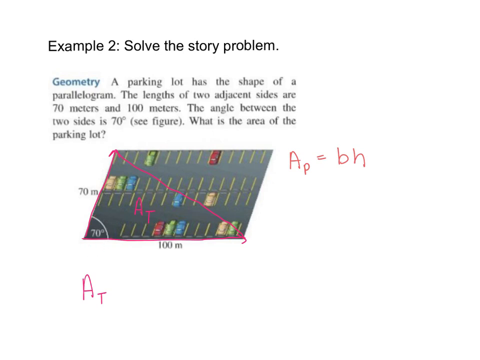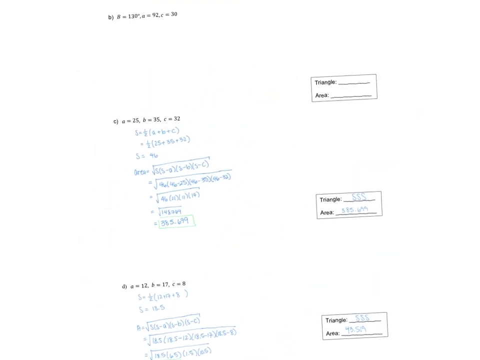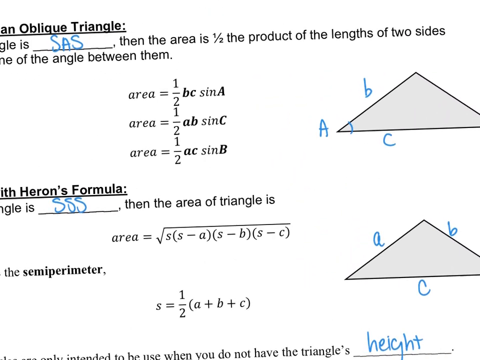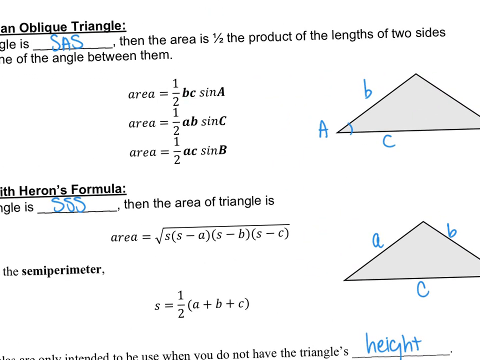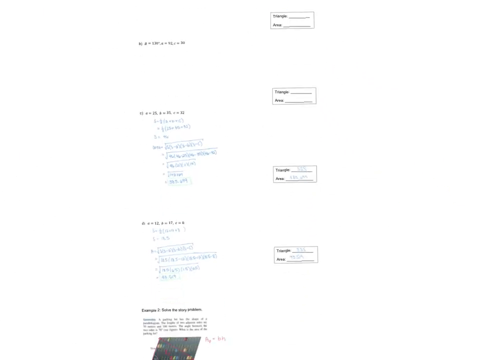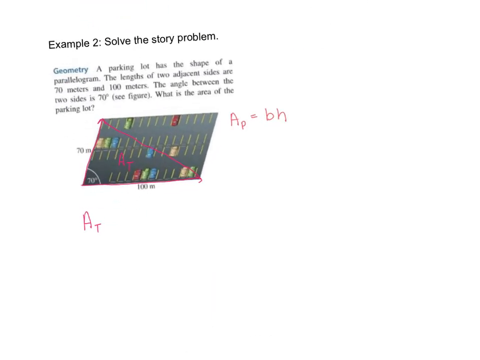So I'm like, okay, if I have side, angle, side, then I can use the oblique triangle formula, this formula here, because I have two of the sides and then one of the angles between them. So I'll just use that formula, which is going to be 1/2 times the two sides, so 70 times 100 times sine of the angle that's between them. And so I've set things up. I'm going to go ahead and plug this into my calculator.